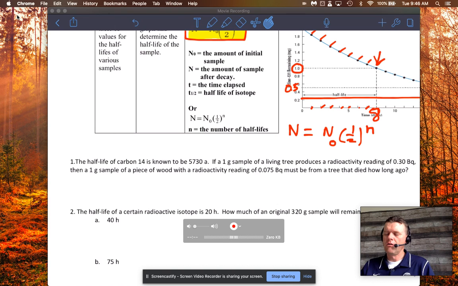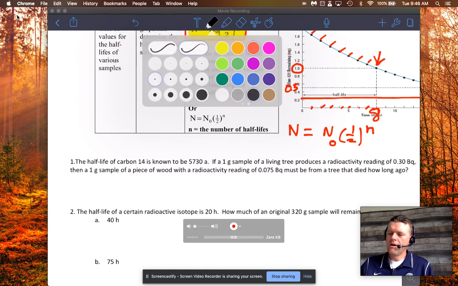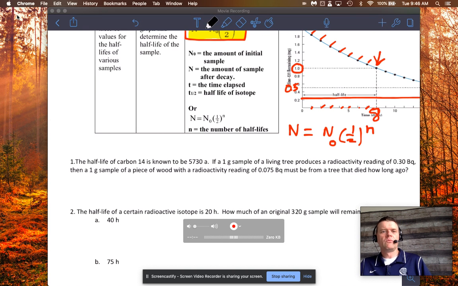Okay, so let's just get into it. Question 1 deals with the half-life of carbon. It's 5,730 years, or annum. We already talked about that. So if a 1-gram sample of a living tree produces a radioactive reading of 0.30 BQ.